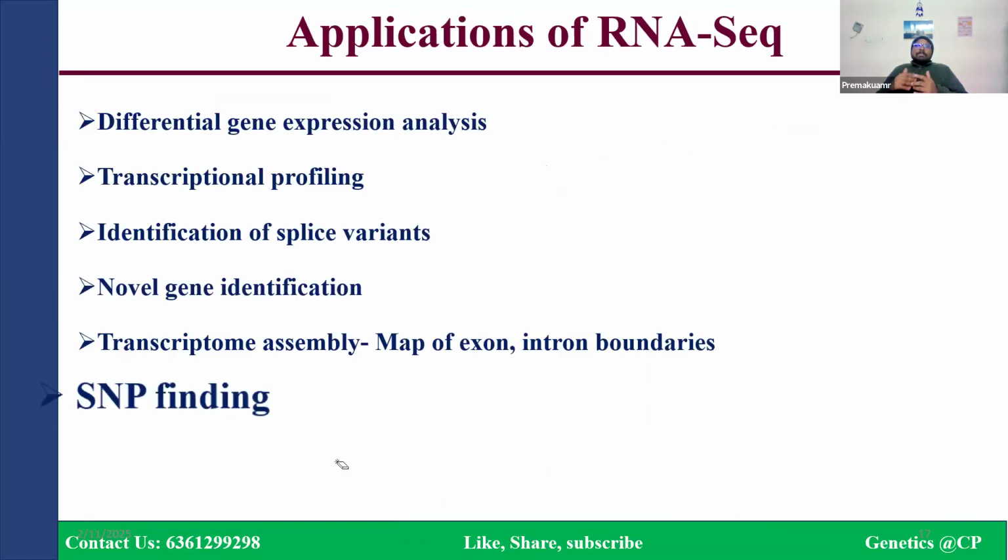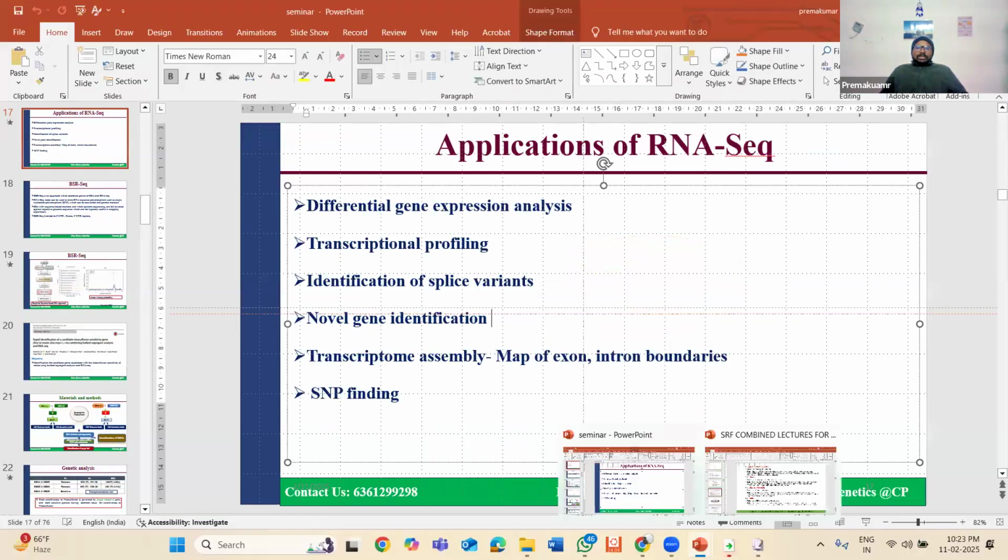Okay? Take the applications. You can use this for differential expression analysis. You can go for transcription profiling. You can identify splice variants. You can identify novel genes. You can examine intron boundaries for a particular gene. These are different applications. It's unlimited. Okay, and SNP finding. This is one advantage of RNA-seq. Then we'll take some questions so that you'll get what are the questions you're going to get in the exam.